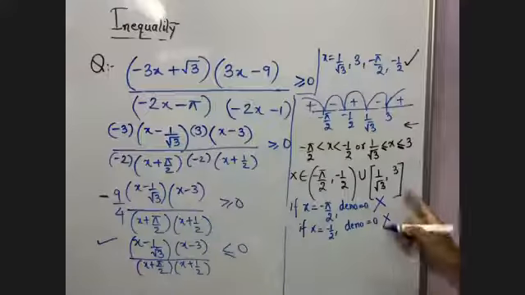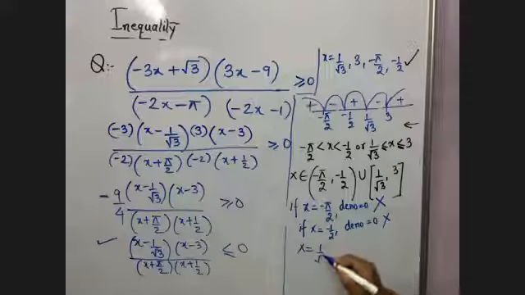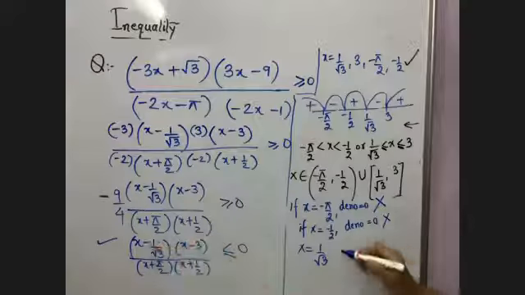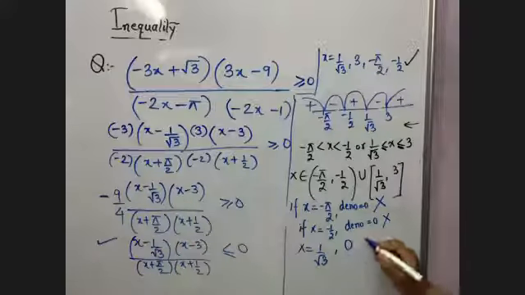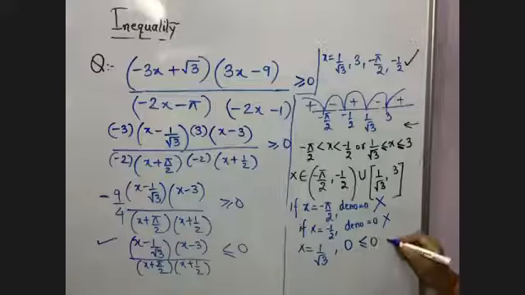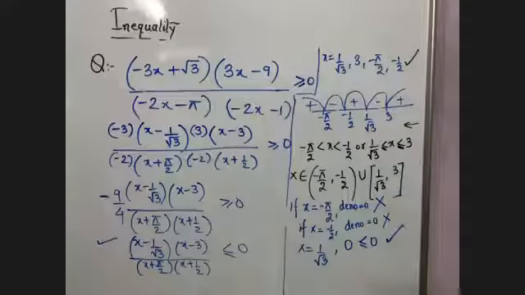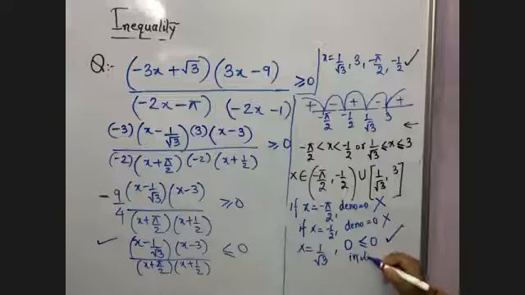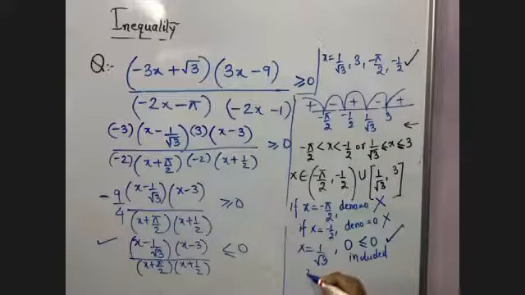Now, if I put x equal to 1 by root 3, what I am getting on the left side is 0. Is it correct? Yes, it is correct. In today's beginning of lecture, I have told you this. It is correct. So it is included. And x is equal to 3, it is also included. I hope you understood well, beta. Everyone must have understood well.